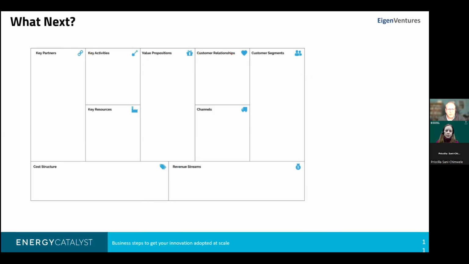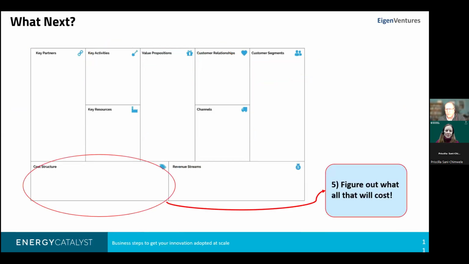Okay, what next? Quite obviously, you're going to have to figure out what all that's going to cost. At the start, you might not know the details of that, but the more you develop, the more you're going to need to have a detailed understanding of what everything's going to cost.